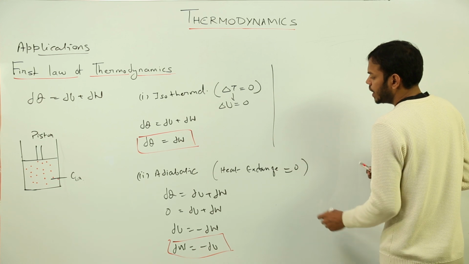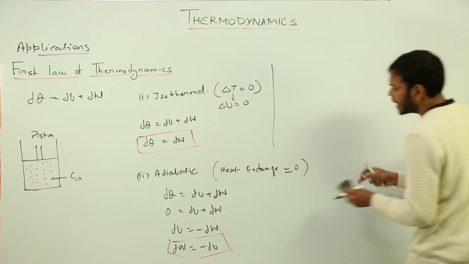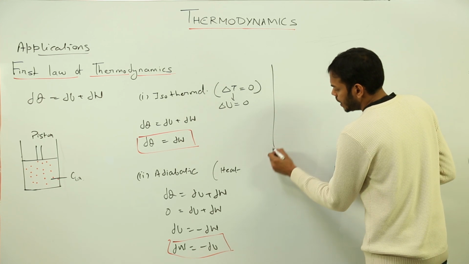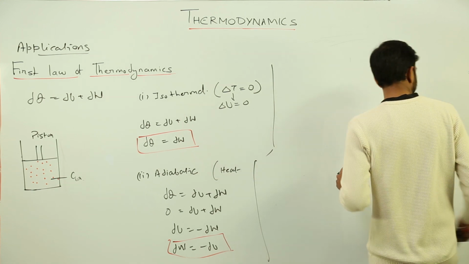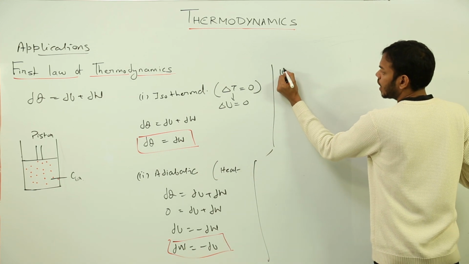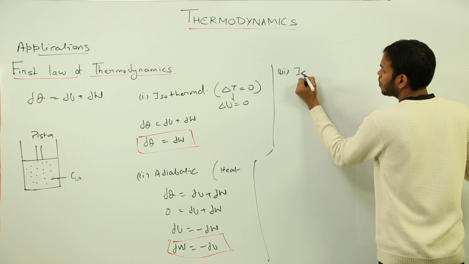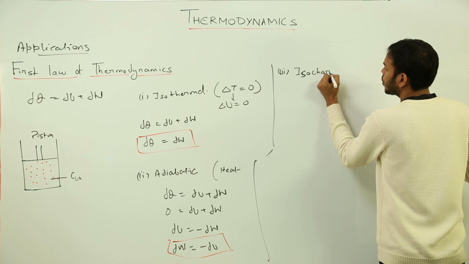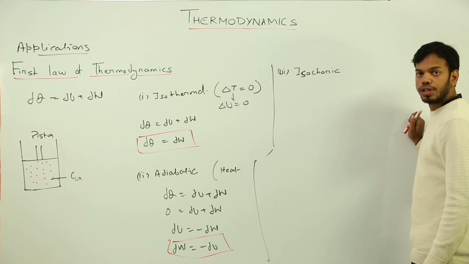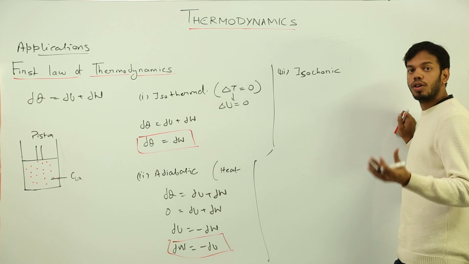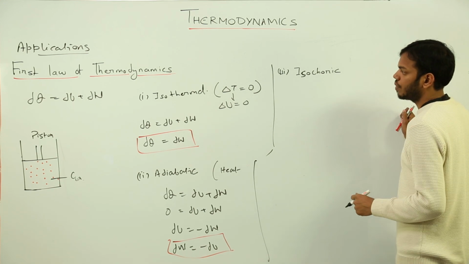Okay, next would be, I can rub this part, I guess. So next would be isothermal adiabatic. So let's talk about isochoric. What is isochoric process? Isochoric process is the process which takes place at constant volume. Isobaric is at constant pressure. Isochoric is at constant volume.